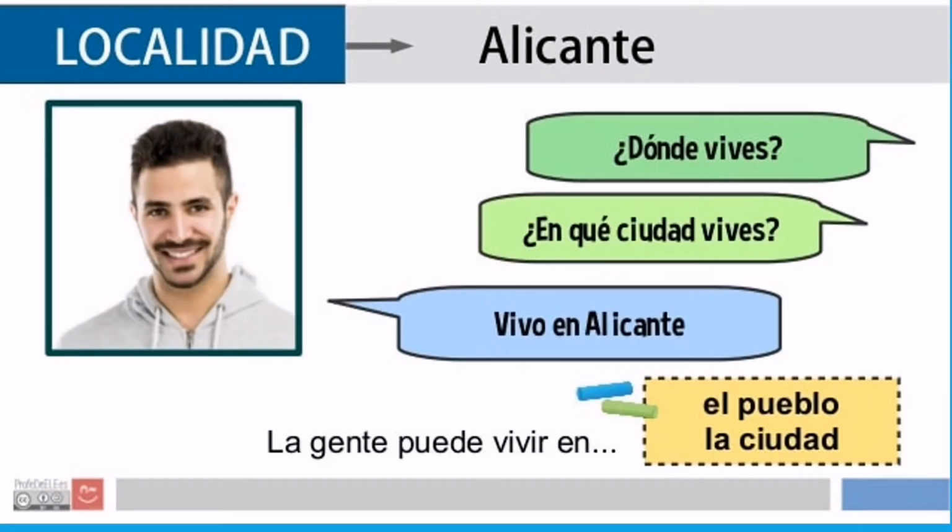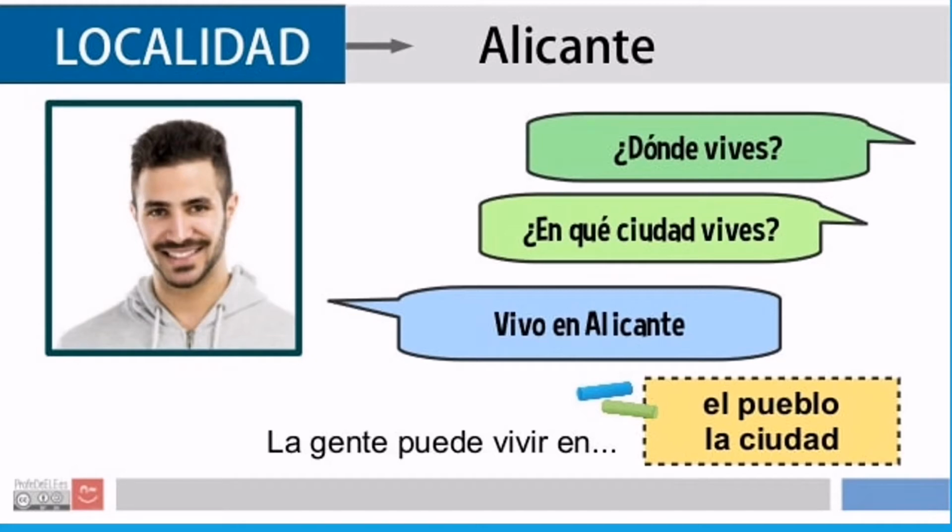Localidad. What's localidad? It means location, where he lives. For example, he lives in Alicante, which is a city in Spain. How do we ask him about this? We say, ¿Dónde vives? Which means where do you live?